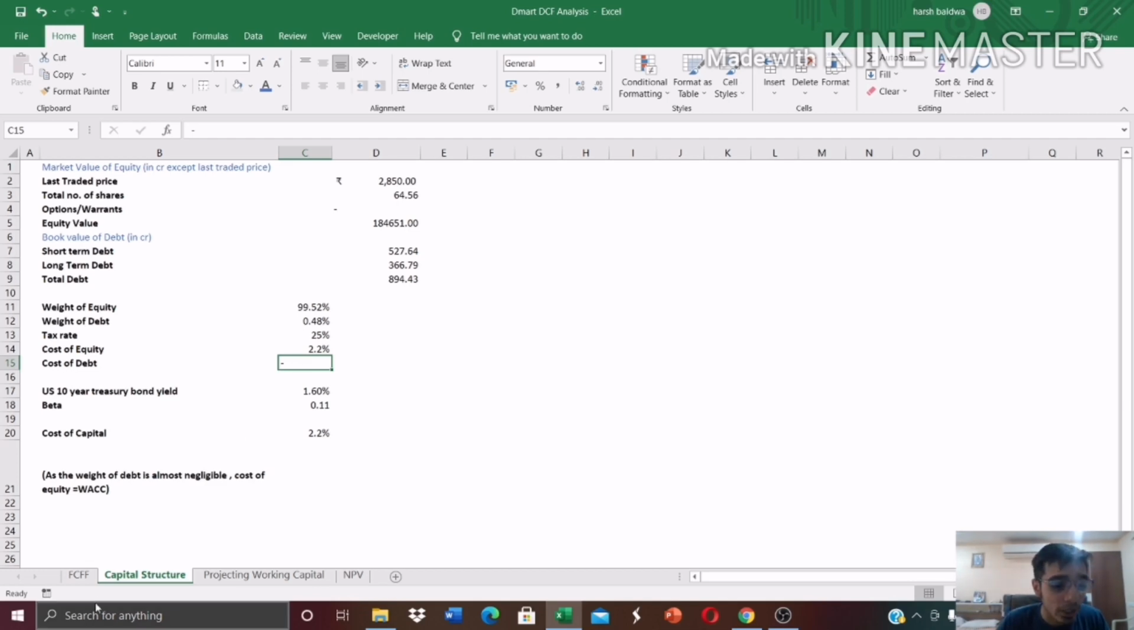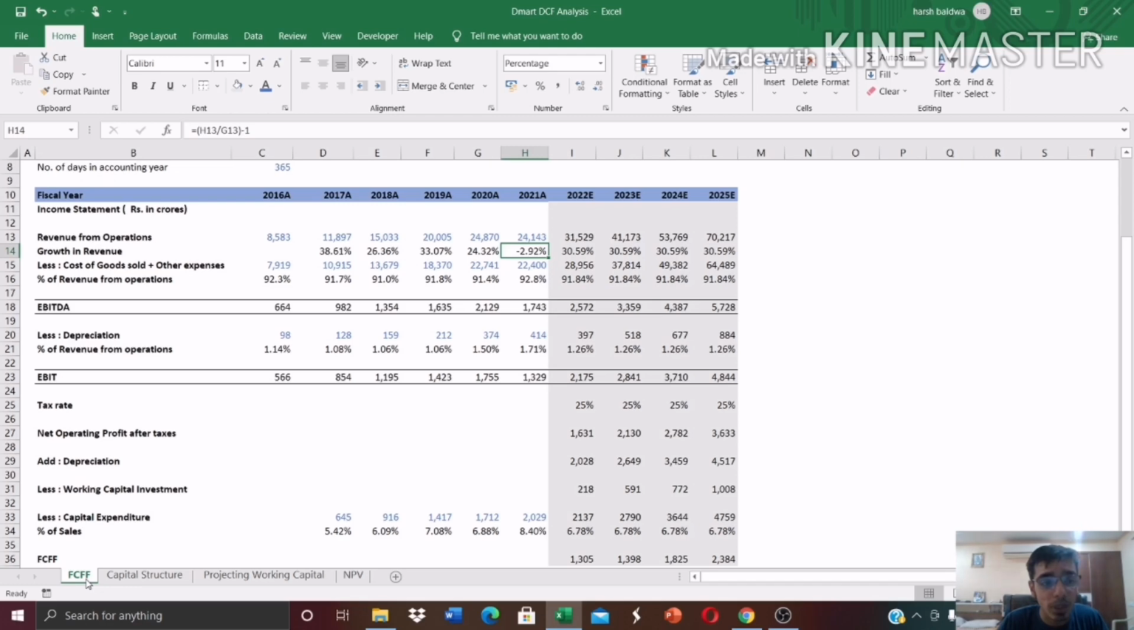And another thing that I would like you to keep in mind is, whenever you're putting historical figures for revenue from operations, do not include other income. There's a thing called other income in the annual report. First go and check in the notes to the financial statement what that other income comprises of. It is usually income from non-related activities, activities which are not related to the business at all.